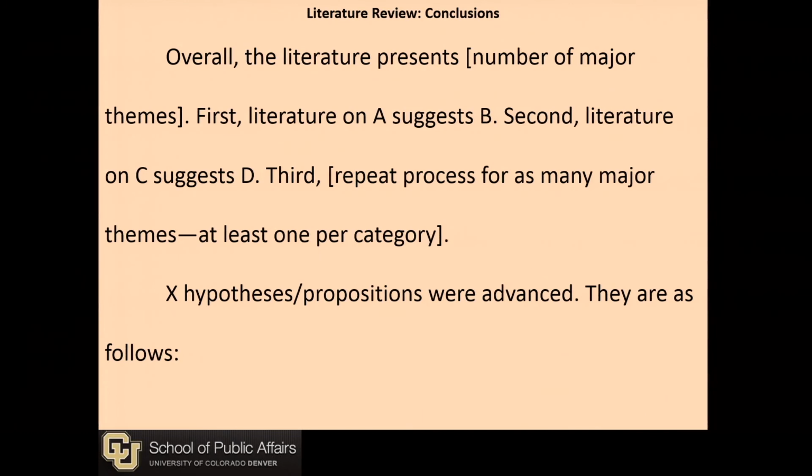In the literature review for my dissertation, I had to do that. And all you're saying is just, here's what it says overall. This is essentially just your version of the second paragraph of the Latino youth article. And then you can remind readers of the hypotheses. X hypotheses and propositions were advanced. They are as follows. List them. Boom, you go on to the methods chapter, if you're writing in that way, that is.